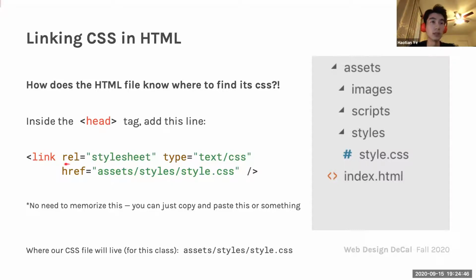So we do link, rel equals stylesheet. Rel means relation. It's just telling this HTML file, oh, we're linking a CSS stylesheet. And then type equals text/CSS. Text means the code is going to be in CSS. And then href is the path. This is the same thing as the image source. So this is also the path you go to find our CSS file.